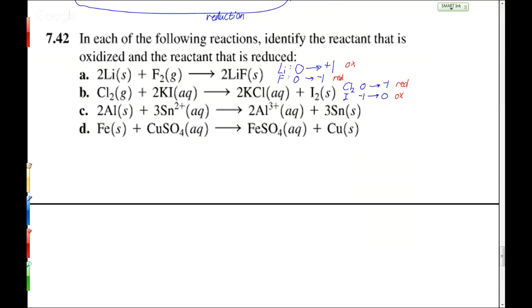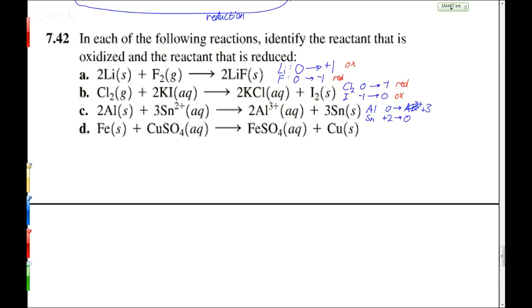All right, third one. This one, we've just got a reaction of two metals, aluminum and tin, and their charges are shown, so they're actually not shown in compounds in this particular reaction. So this one makes it easy, at least, to figure out the charges, because aluminum goes from 0 to +3, as it says right there, and tin goes from +2 to 0. So which of those is a loss of electrons?